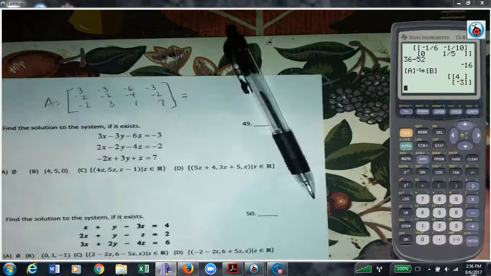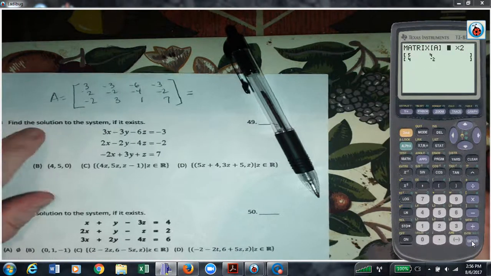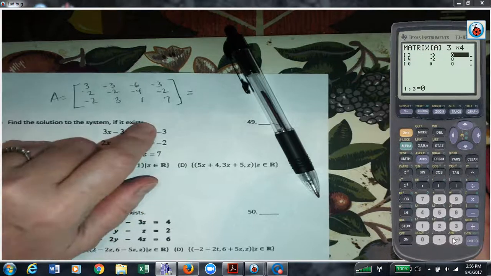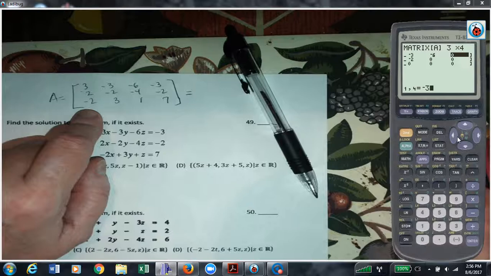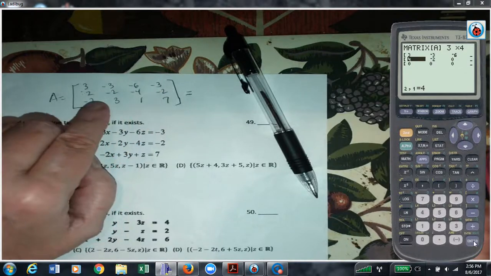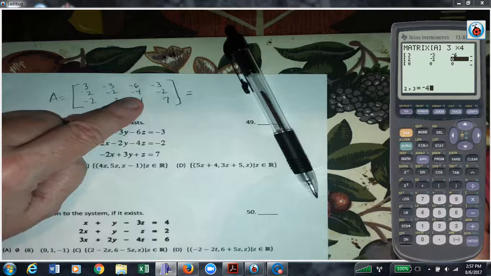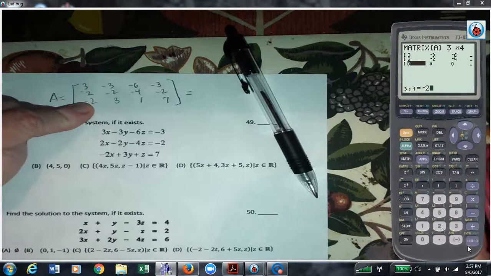Okay, so let's define this matrix as A, and let's see if we can get our answer. So I'm going to pick A. This has 3 rows and 4 columns. So I have 3, -3, -6, -3. Oops, what happened? Okay, that should be a -3. Okay, I don't know what happened there. Then 2, -2, -4, and -2. Then -2, 3, 1, and 7.